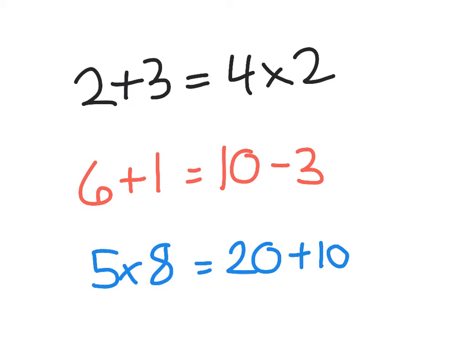So for example, on this first one, 2 plus 3 equals 5, and 4 times 2 equals 8. So I need to evaluate, is that true or is that false? And they are not equal, so that one is false. That equality is not true. I would then like you to pause the video at this point, do the 6 plus 1 equals 10 minus 3, and the third one, and then we'll walk through those ones together.